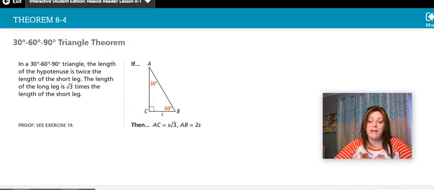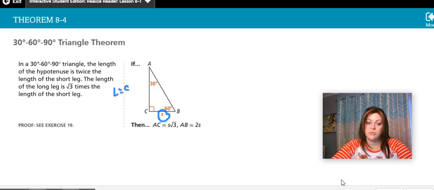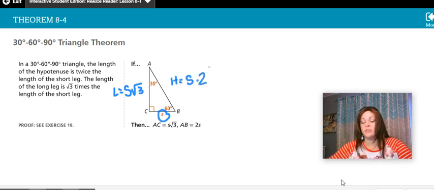Here is the rule, the theorem, 8.4. It says, if you have a 30, 60, 90 triangle, remember, it has to be 30, 60, 90, which is the angle measurements, then the side measurements are this type of relationship down here. AC, which is the long, would be the short times square root of 3. AB, which is the hypotenuse, is the short times 2. And I would write this here. I almost always write this as the short. I put long equals short times square root of 3. Hypotenuse equals short times 2, or 2 times short.